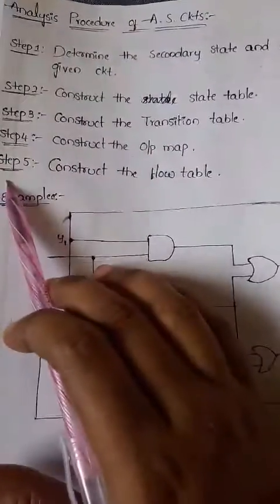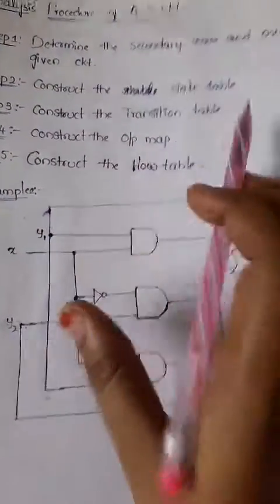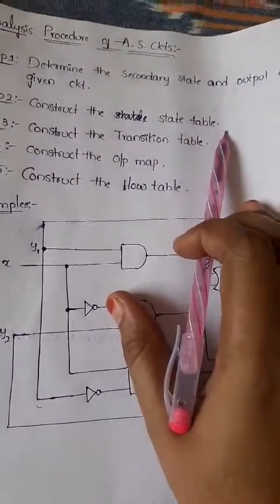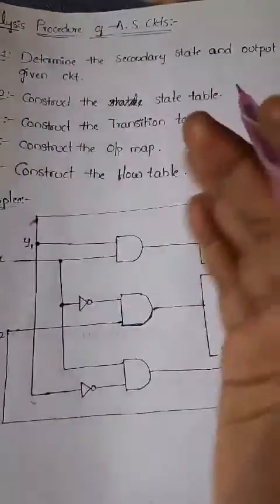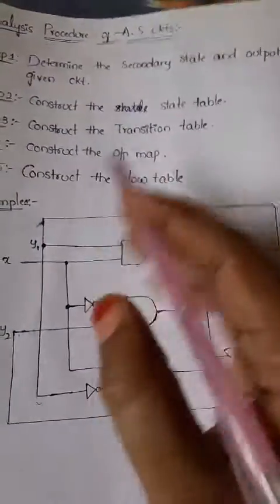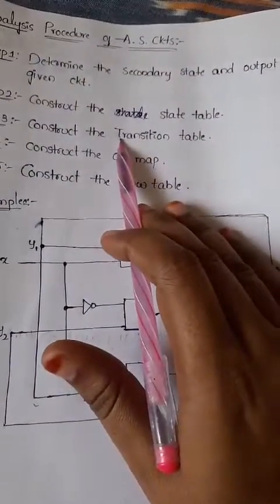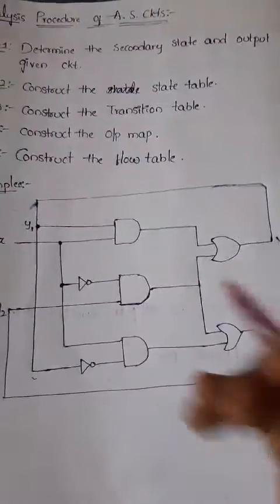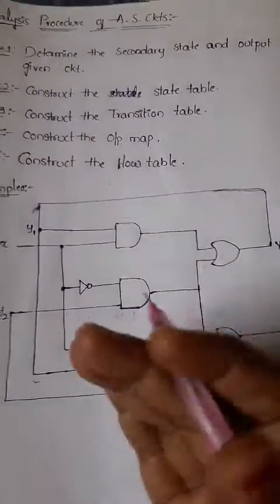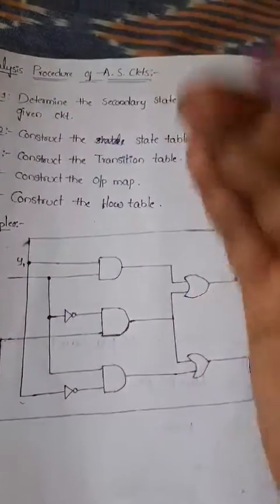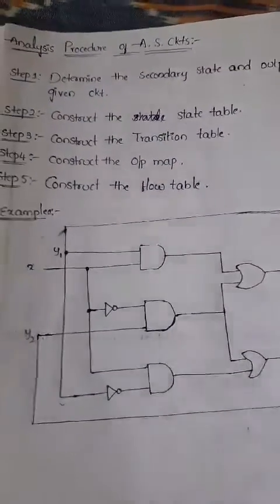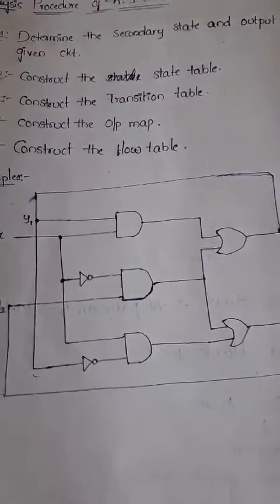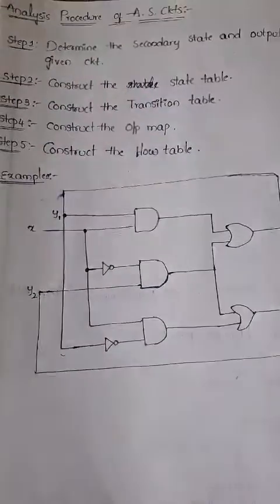Now step 5 is to construct the flow table. Already you know how to make the state table, that is, write the input and output relation, and you already know the output map. The different ones are the transition table and the flow table. I will explain these with respect to a problem. We are taking one example problem, then we will solve it using these steps. You can easily identify the analysis procedure of any asynchronous sequential circuit. So first we'll go for one example.